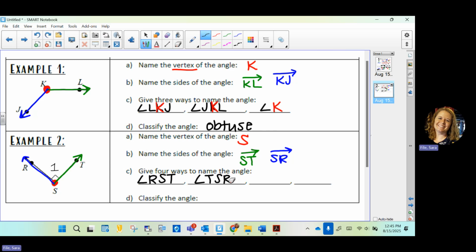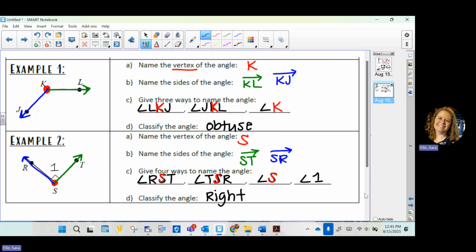So what else could I name it? Just angle S. And since I added a number label there, I could call this angle 1. Okay, again, the vertex is in the middle, or you can name it with just the vertex if there's no other angle with S as the vertex. What size is this one? How do you know that? Because of the box. That right angle marker is labeled.